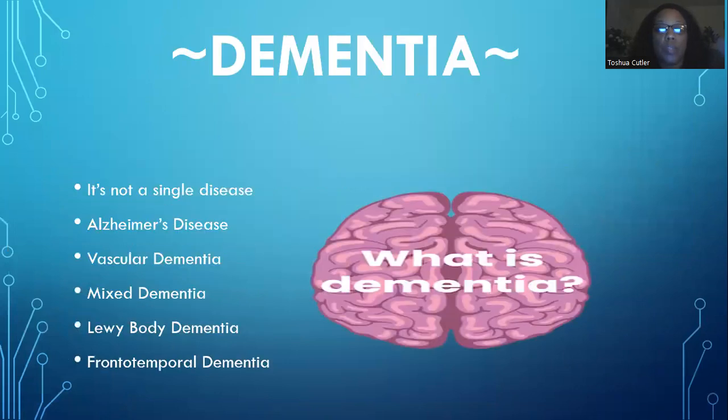What is dementia? Dementia is not a single disease. It is an overall term. It is a group of disorders under the general term dementia caused by abnormal brain changes that trigger a decline in cognitive abilities and daily life and independent functions. Some types of dementia are Alzheimer's disease, vascular dementia, mixed dementia, Lewy body dementia, and frontotemporal dementia.